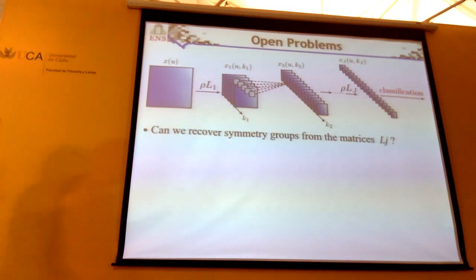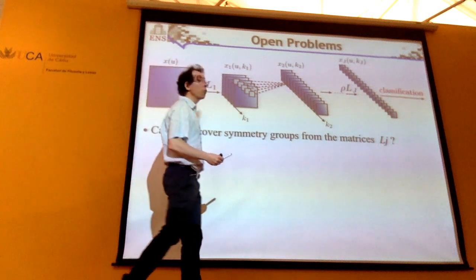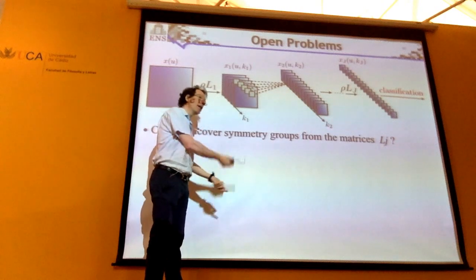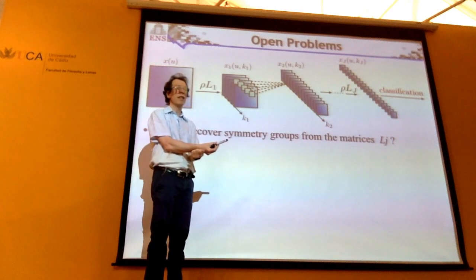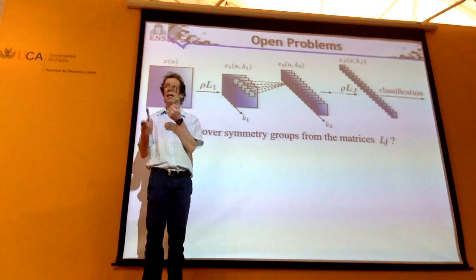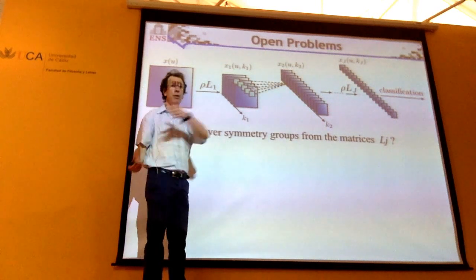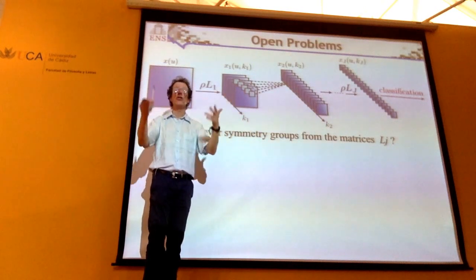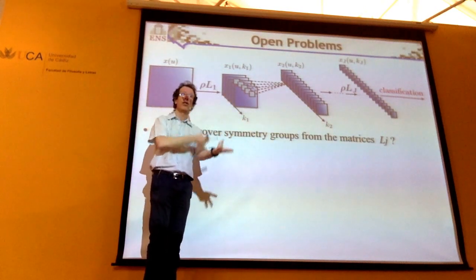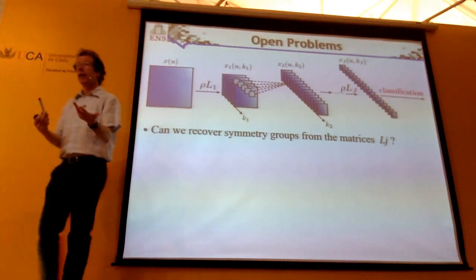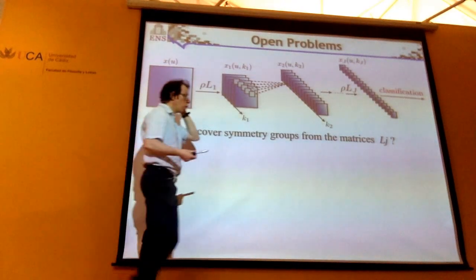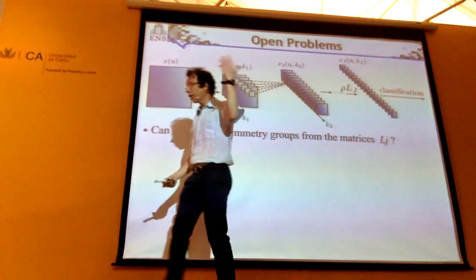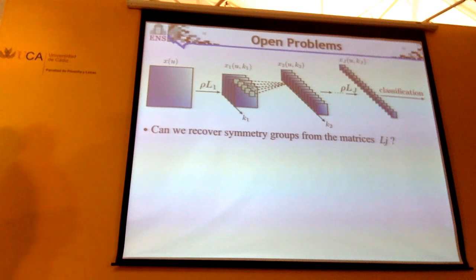The first thing, I said, okay, there are groups behind. If you give me the groups, I can build the filters and the operators. What about the inverse? If you give me the operators, because the network has been learned, can we recover the underlying groups relative to which these operators have been built? Are these operators building some kind of wavelet transform on the group, or are they doing something completely different?